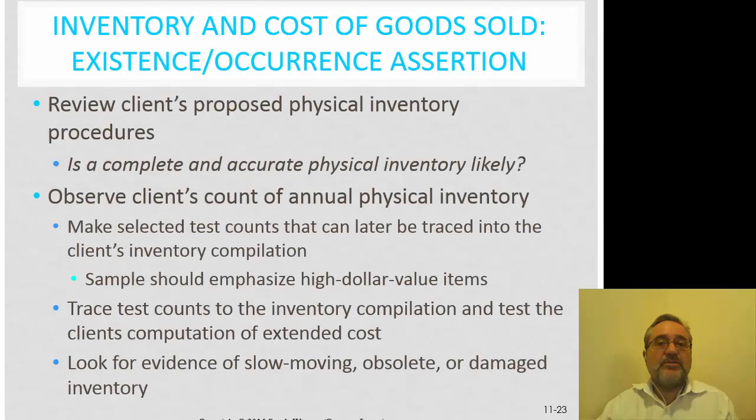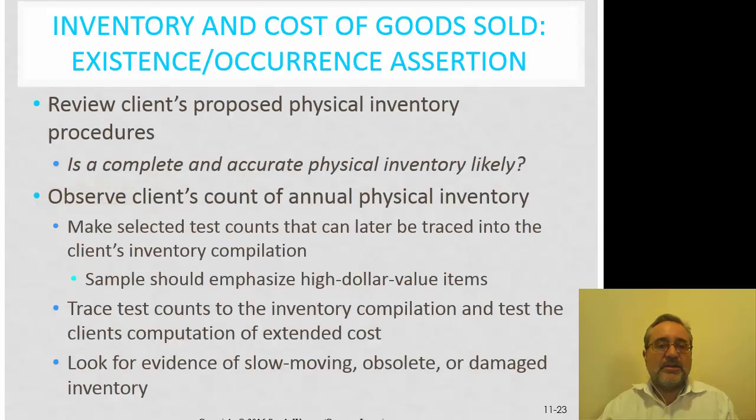Some of the things that we're going to be doing is review the client's proposed physical inventory procedures. Is it a complete and accurate physical inventory? Is it likely that they're going to be able to do a physical inventory count? Now you notice that our role is to observe the client's count of the annual physical inventory. Keep in mind that this means that we are not doing the count, but we are observing it.